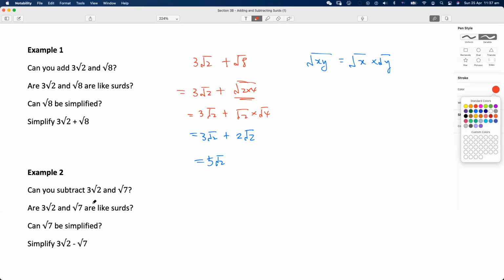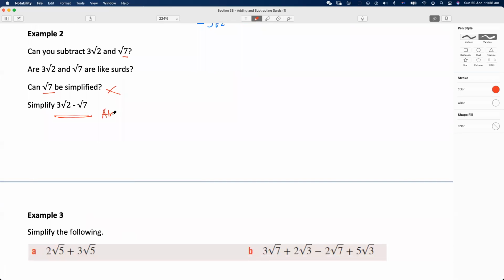Example 2, can you subtract 3 root 2 and root 7? All right, to do that, we're going to check if 3 root 2 and root 7 are like surds. Unfortunately, they are not like terms. They are unlike terms because square root of 7, you can't simplify anymore. Because from a times table, you only know 1 times 7, and 7 is not a perfect square. Okay, square root of 7 cannot be simplified. It is already in the simplest form.